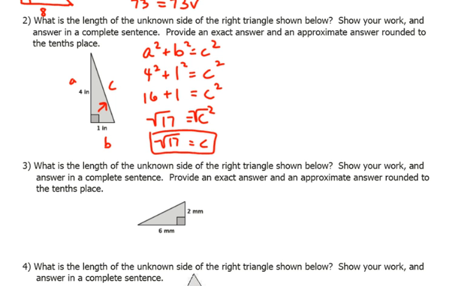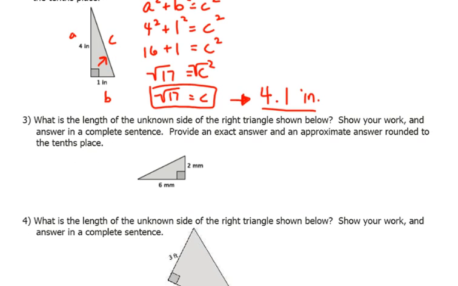And I'm going to approximate that by taking the square root of 17, which will now give me not the exact answer, but about what it is. So when I round it, it's 4.12, so to the tenths place it's 4.1, and the label is inches. So this will be the approximate answer.